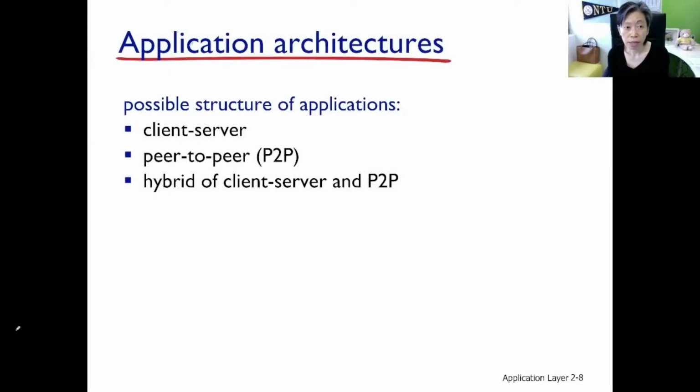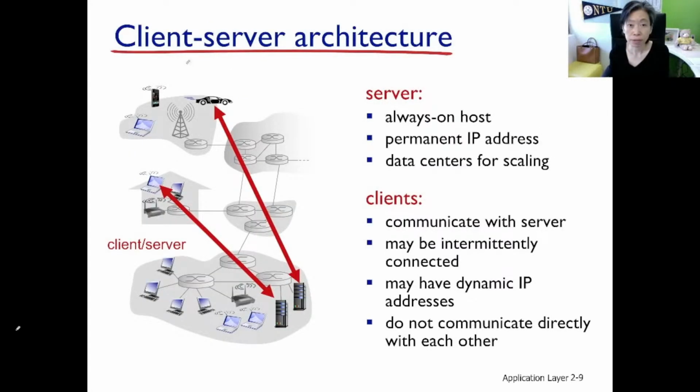First thing we do designing a network application is to decide its structure. There are three general models and we'll go through them one by one. First is the client-server model. In such a model, we have powerful machines we call servers that are always on and running on permanent IP address, therefore always reachable, and sitting in one of these data centers allowing access from users worldwide.